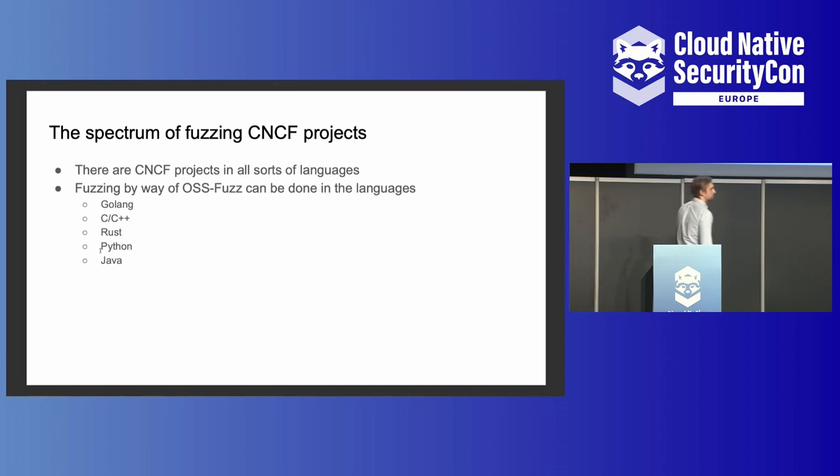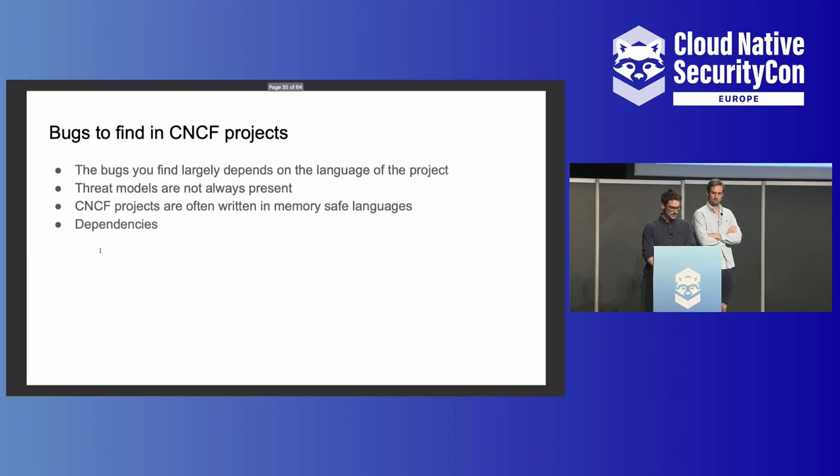Okay, so you can fuzz a lot of different projects written in a lot of different languages, and essentially OSS-Fuzz supports projects written in Golang, C++, Rust, Python, and Java. And the bugs you look for in a project depend on the language that you are fuzzing, and threat models of the project that you are fuzzing may not always be present. So you can go multiple ways when you are to fuzz a project.